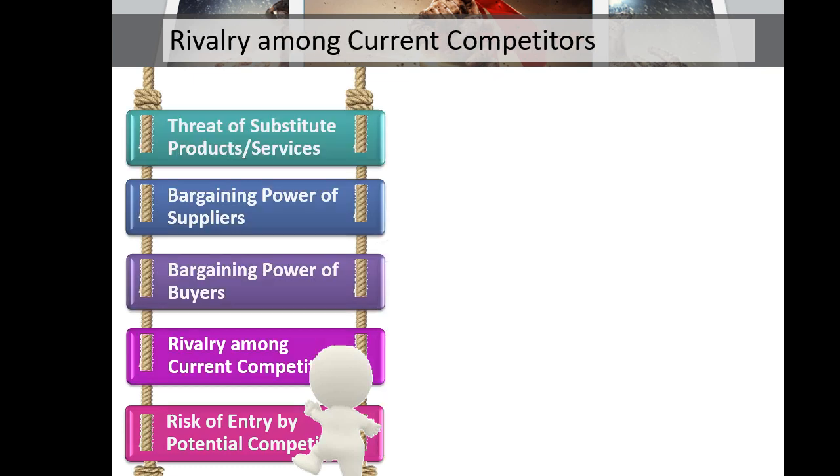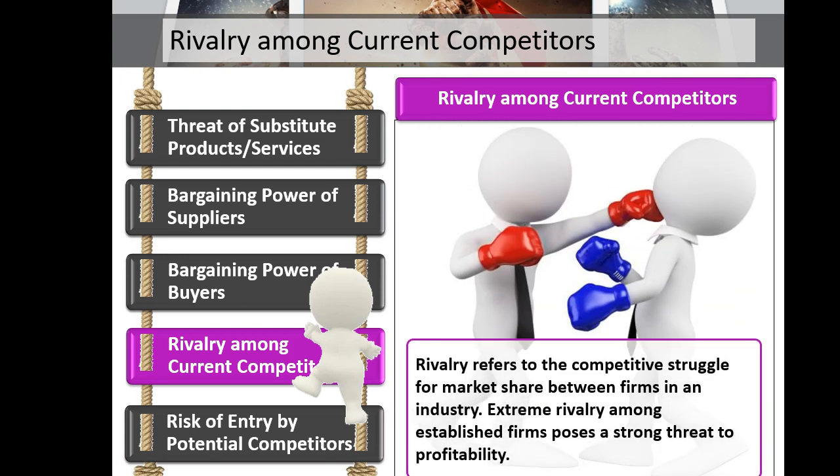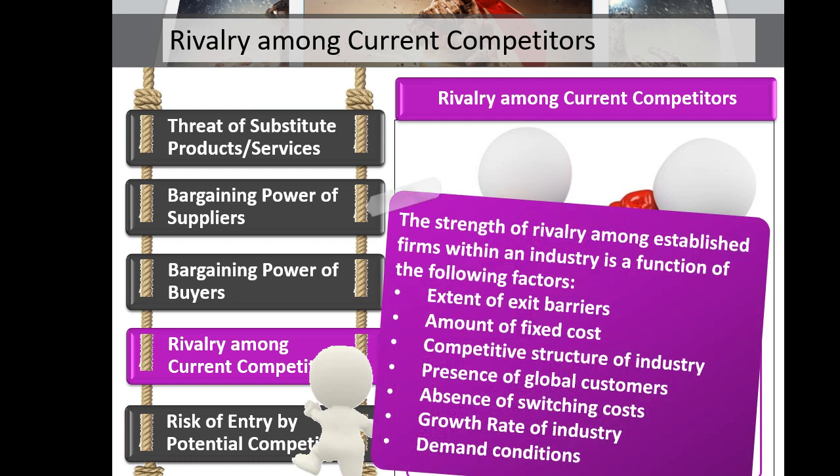All these are barriers that one should consider before entering into a market. The next, rivalry among competitors, refers to the competitive struggle for market share between firms in an industry. Extreme rivalry among established firms poses a strong threat to profitability. This is because clients are being shared, profits are being shared among the organizations.